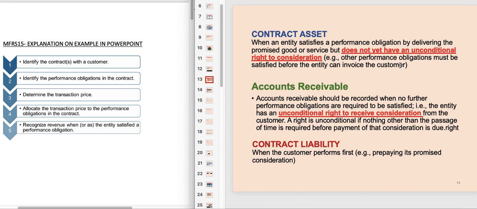Alright, and a contract liability is when the customer performs first, which is prepaying its promised consideration. That means the company has not delivered the goods, has not performed the PO, but the customer has made the payment. It's just like the concept of prepayment. So prepaid revenue is considered a liability. Under the contract, any prepayment that you receive from your customer, if you have not delivered the goods or provided the services, will be considered a contract liability.